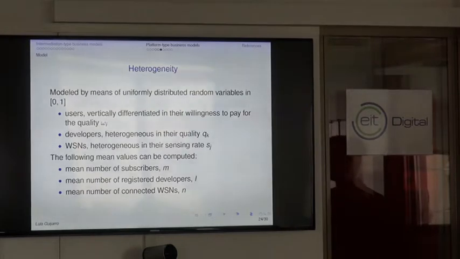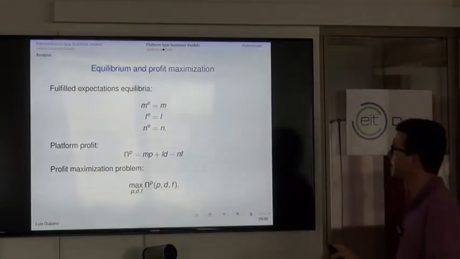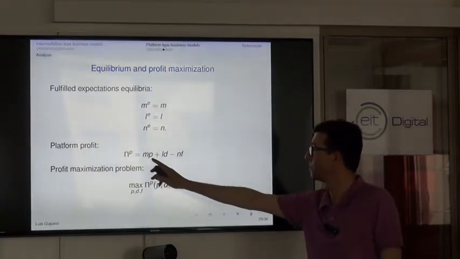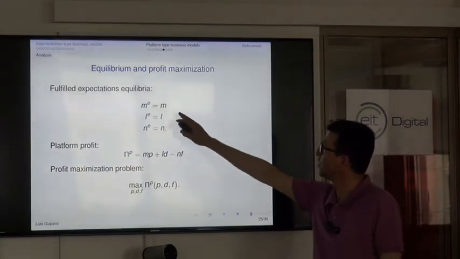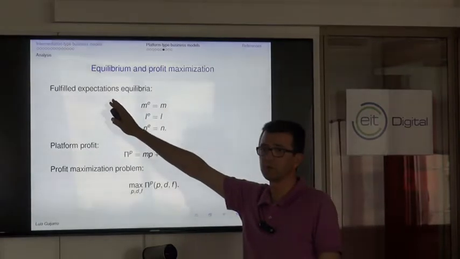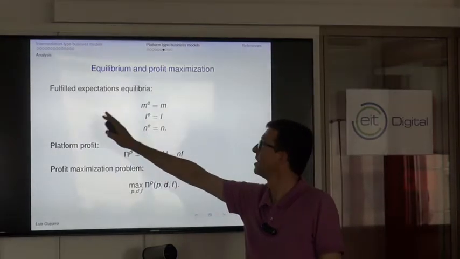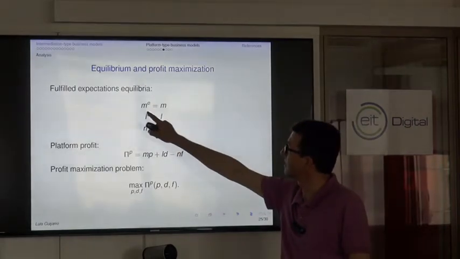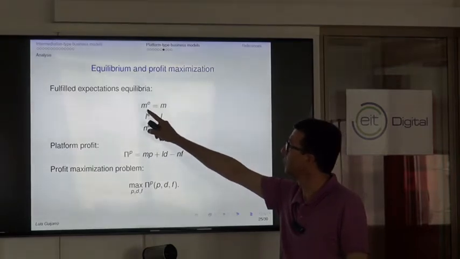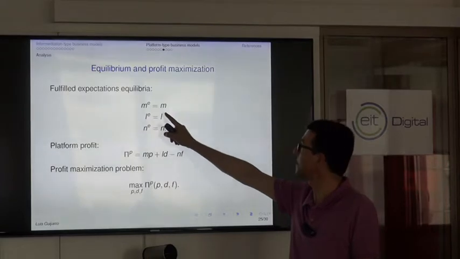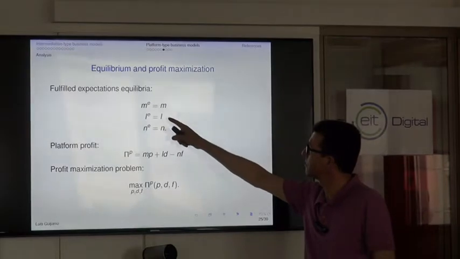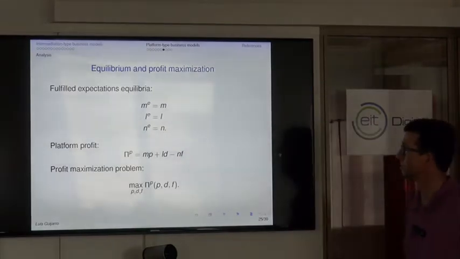Once we have those expressions, for a given set of fees P, D, and F, we can obtain M, L, and N, assuming that all expectations from the different agents are fulfilled. That is, the number of users that the developers expect will subscribe will end up being the same as the mean number of subscribers we compute. And the same for the number of developers and for the number of sensor networks.